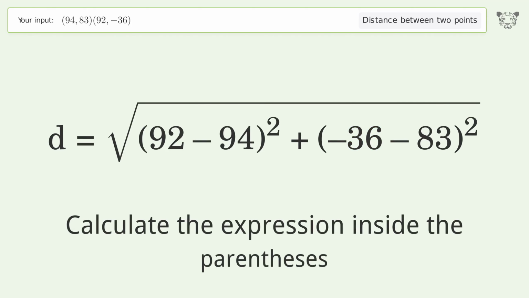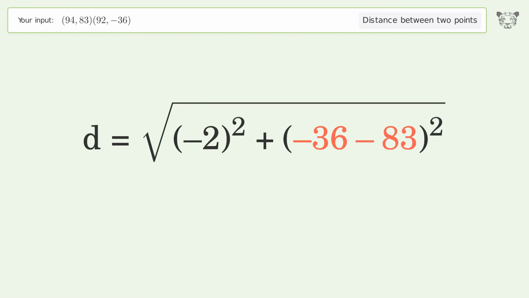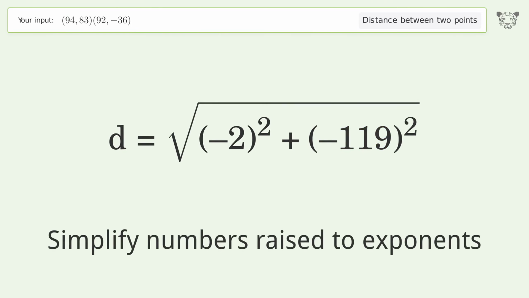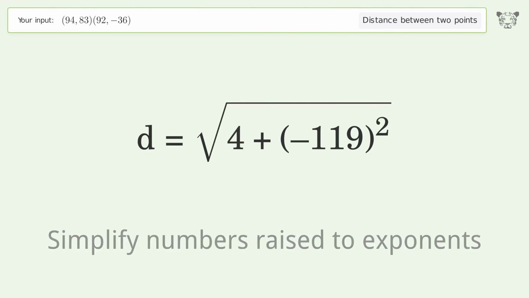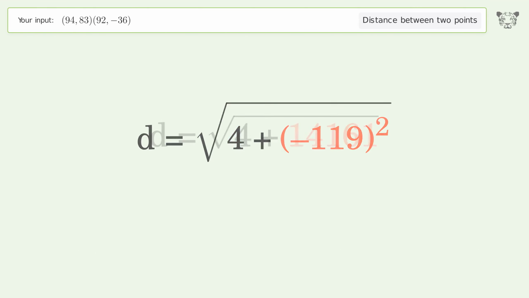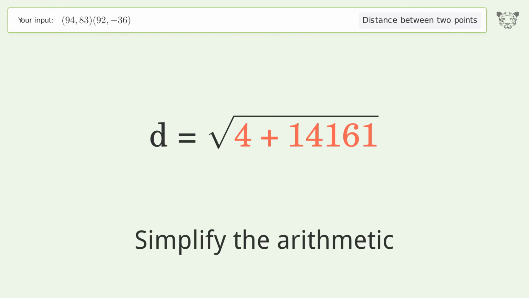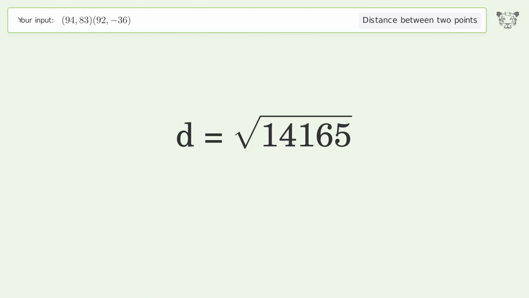Calculate the expression inside the parentheses. Simplify numbers raised to exponents. Simplify the arithmetic. And so the distance between the 2 points is the square root of 14,165 or 119.017.